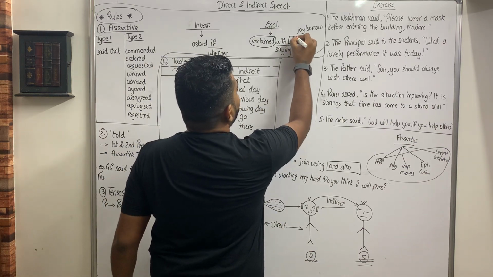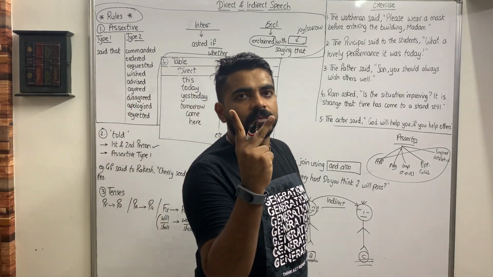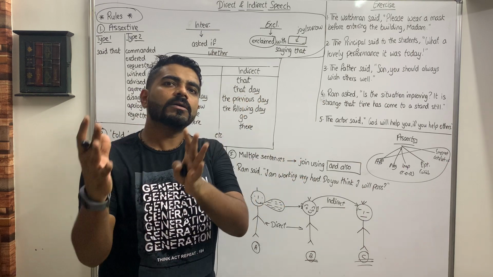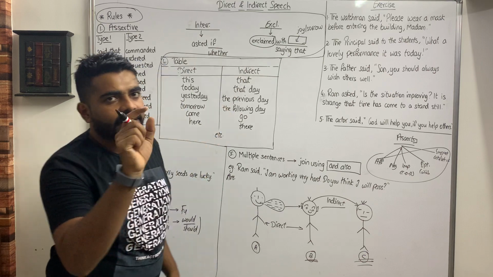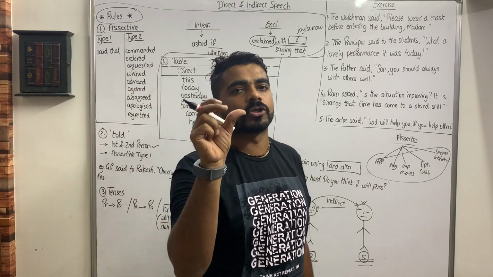Acha, abhi ye jo part hai, exclaimed with dash. Exclaimed with dash mein, there are only two options. Kaun sa bolta? Joy ya to sorrow. There is no third word that you will use over here. Exclaimed with joy ya to exclaimed with sorrow, if it is in particular joy or sorrow.